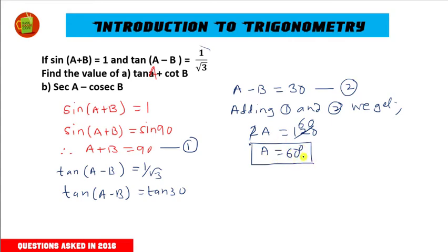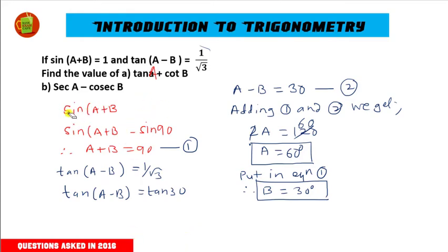Now put the value of A in either equation number 1 or equation number 2. So we will put it in equation number 1. A plus B is equal to 90. A is 60, so B will be 90 minus 60, that will be 30, and therefore we get B is equal to 30 degrees. Now we have got the angles A and B, and now we can find tan A plus cot B and sec A minus cosec B. I delete this portion to make space to write the further steps.